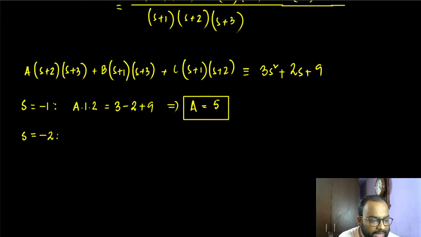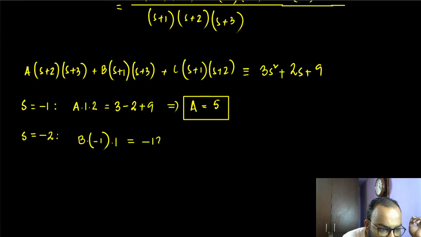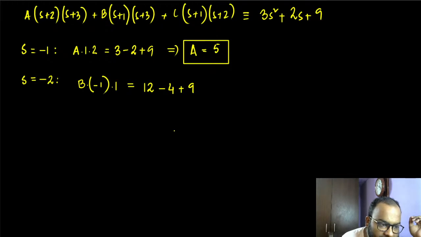So under this scenario, if I put s equal to 2, this term will vanish. This term will also vanish. Only this term will remain. And as such, this will become B times -1 times 1. Okay. And that's going to be equal to, see here I have -2 here. So that's going to be 12, sorry, not minus 12, 12, and then minus 4 plus 9. Okay, 12 minus 4 plus 9. So that's going to be 17.